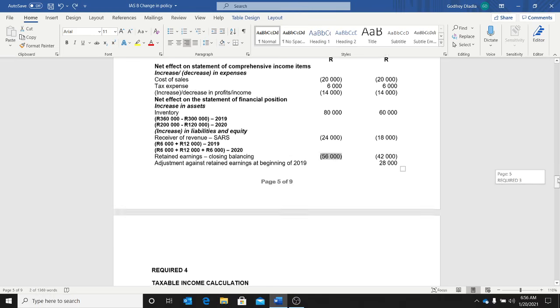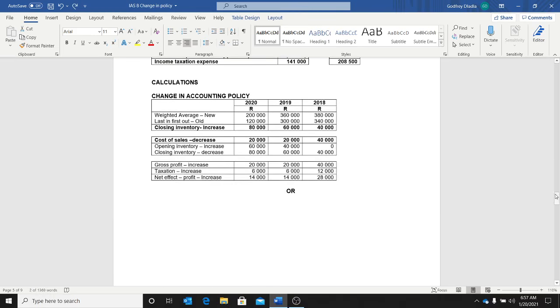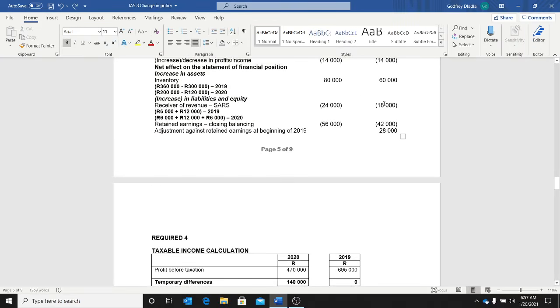Right. So we're adding in that line, just like what we did with tax. In tax, we said 12 plus 6, we got 18. Here we are saying 28 plus 14, we got 42. If you add plus 14, it gives you 56. In tax, if you say 18 there and plus 6, it gives you 24. So that's how you get these figures that are here.